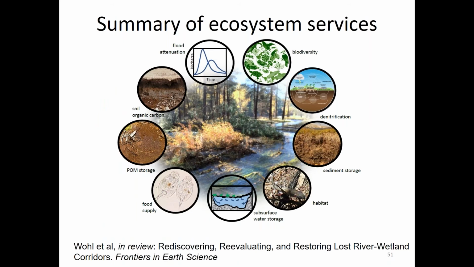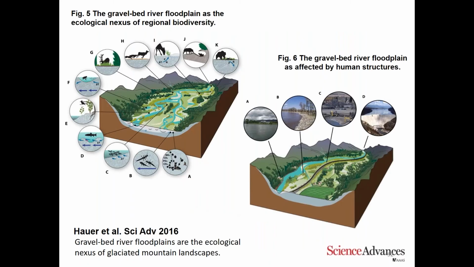All of these ecosystem services are summarized in this diagram in a paper that's coming out hopefully in 2021 by Ellen Wohl and a number of us as co-authors, titled Rediscovering, Reevaluating, and Restoring Lost River Wetland Corridors. I also refer you to this paper by Hauer et al. 2016, which shows us that the fully connected gravel bed river floodplain supports everything from nutrient processing to supporting bugs and all the fauna to bears. It's really an interesting and useful paper.